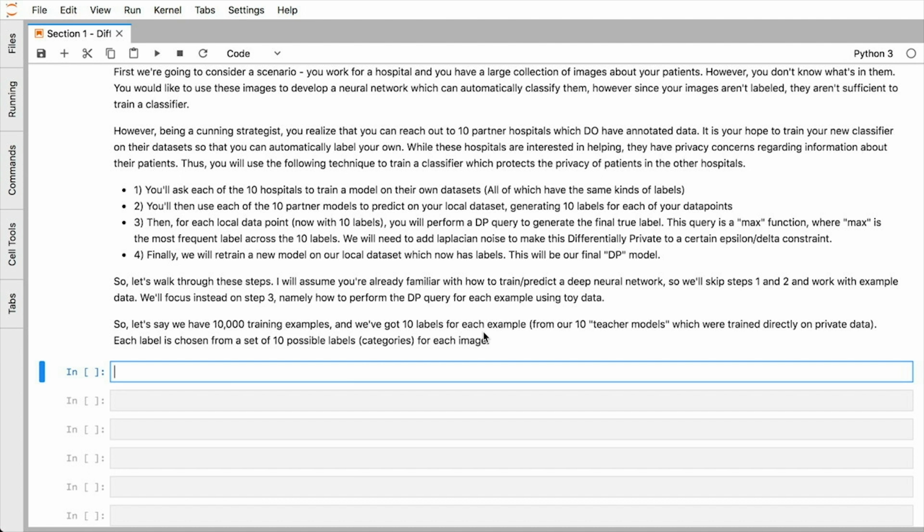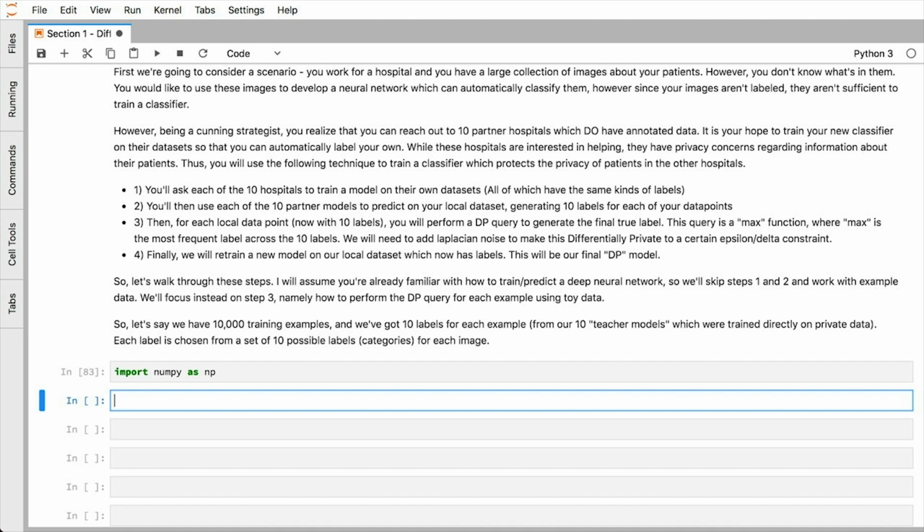And what I'm going to do instead is we're just going to synthesize some fake versions of predictions that they could have given us on our data set. So we're assuming that those parts already happened because I want to jump straight into the differential privacy piece because that's the point of this lesson. Okay, so the first thing we're going to do is import numpy as np. I'm going to say num teachers equals 10.